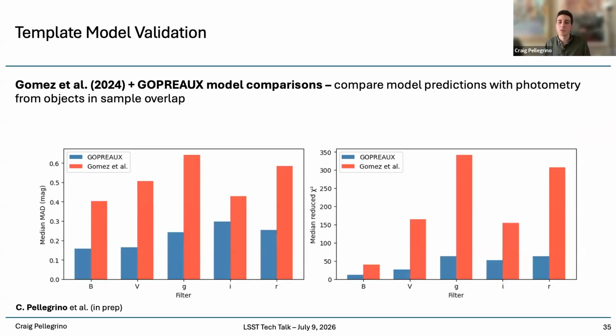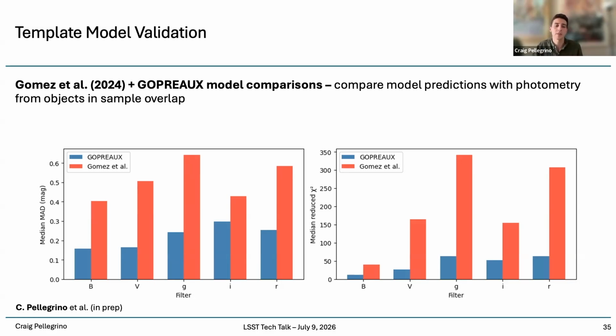So here I'm showing the results of a similar analysis comparing the median MAD and those median reduced chi-square values for each object in the overlap of our two samples. And here you can see that GoPro consistently matches the observed photometry of these superluminous supernovae better than the physically motivated models from the literature.